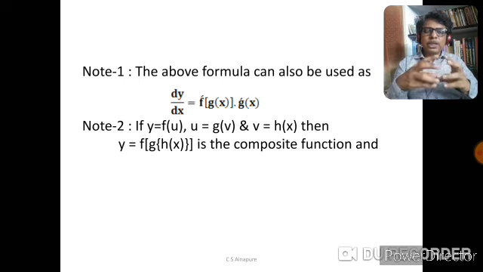So, now the question is how to find the derivative of such a function. As y is a function of u, we can find the derivative of y with respect to u, it is dy by du. But at the same time, u is a function of v, so we can find the derivative of u with respect to v, that is du by dv, and v is a function of x, so we can find the derivative of v with respect to x.